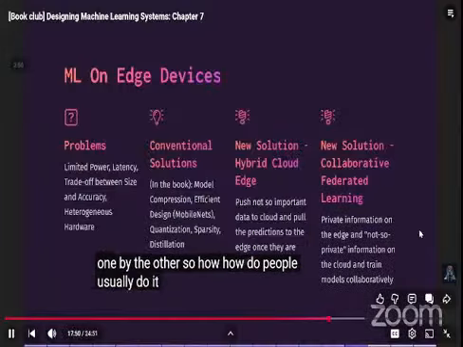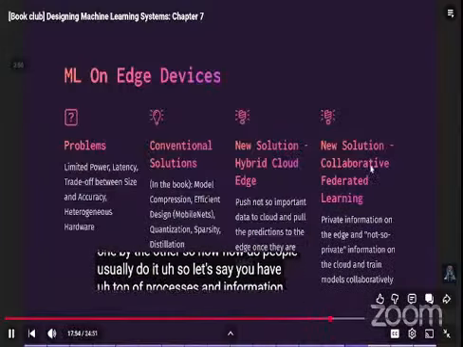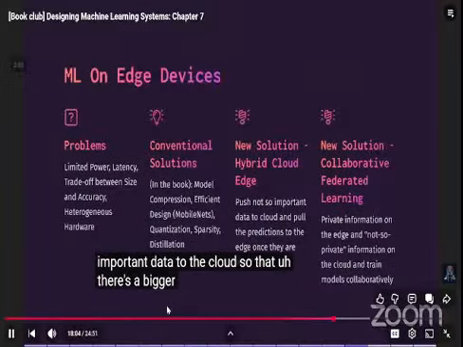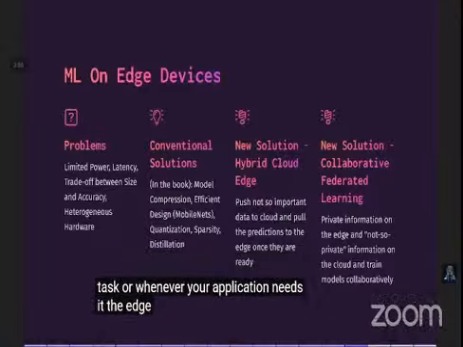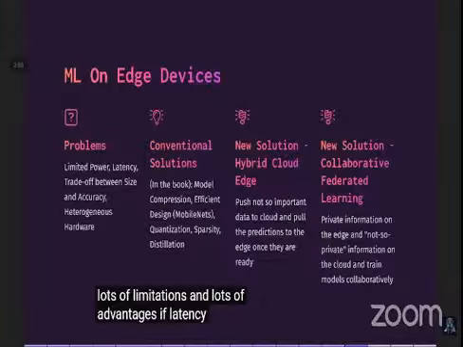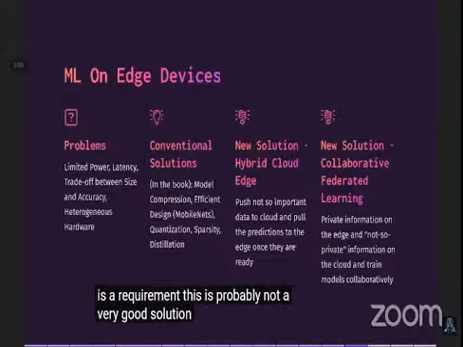So how do people usually do it? Let's say you have a ton of processes and information and a ton of data coming to your edge device. You selectively push not-so-important data to the cloud so that there's a bigger ML model on the cloud which can run the inference and keep the predictions ready. And whenever your application needs it, the edge device can pull those predictions from the cloud and just serve them to the user. Again, there are lots of limitations and lots of advantages. If latency and immediacy is a requirement, this is probably not a very good solution, but it gets the job done if you have a good amount of data coming in.